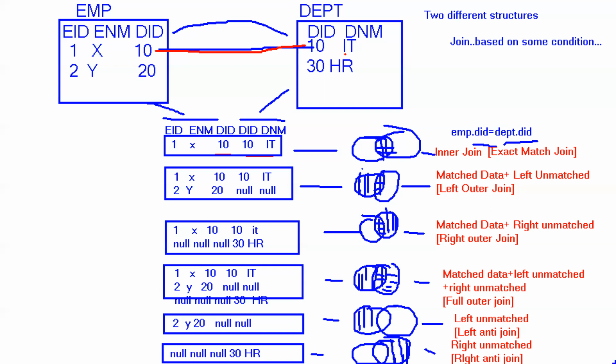So in total, how many joins are available? Six joins are available. What are the joins? Left unmatched, right unmatched, full unmatched, all.